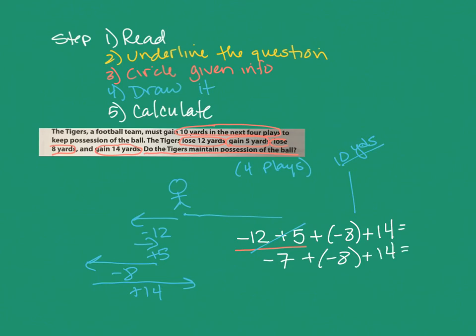Next bite. Negative 7 plus a negative 8. Well, they were negative already, and now they're negative some more. So we are now even more negative. We are at negative 15. Cross off what you did. Bring down what you didn't.